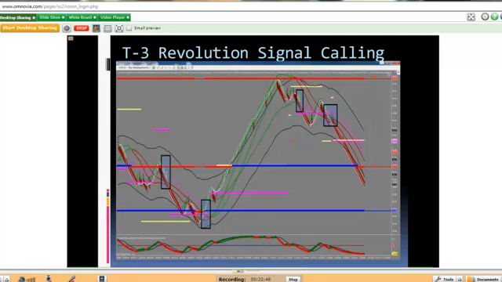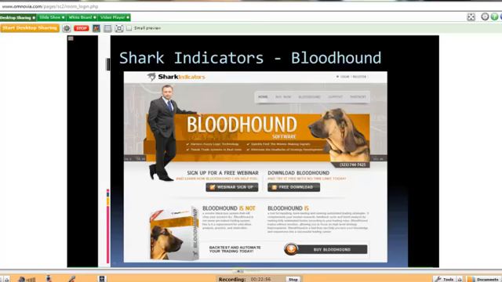Now, one of the other things that we've been incorporating over the last month and a half and really doing a lot of work with is the Bloodhound software. And I know a lot of you guys are familiar with the Bloodhound software, and the short version is it's a drag and drop methodology where you can take your indicators and set up all your conditions and block them together and put them in pieces and generate a painting of the background of your NinjaTrader.